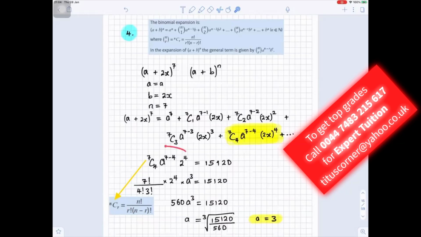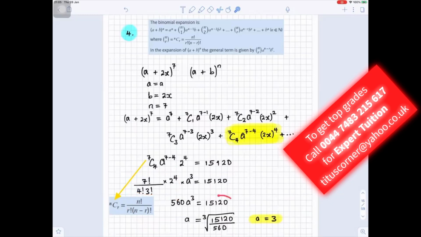So we want to work out that coefficient, and it says that is equal to 15,120. So we find 7C4. To find 7 combination 4, you can use this formula, or you can use your calculator, and then times it by 2 to the 4 times a^(7-4), which is a cubed, and that will be equal to 15,120. So all of this will give us 560.